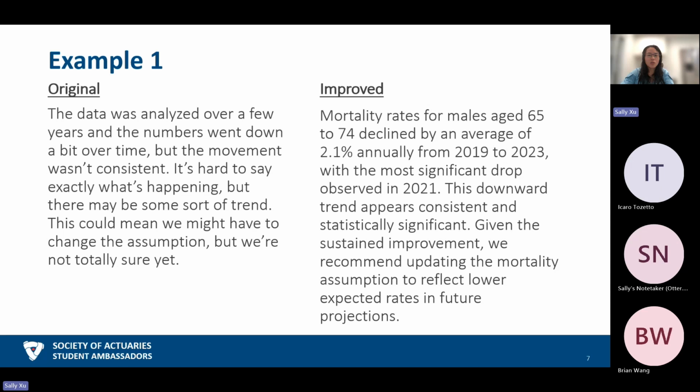So, a really quick recap of the original versus the improved. What's better? You use specific numbers instead of very vague language indicating that things kind of went on a downward trend. It was given a clear time frame, and it talked about a specific population, like male age 65 to 74. It uses a stronger and more confident tone. There is a concrete recommendation at the end. So these are all the elements of what a good memo should include.